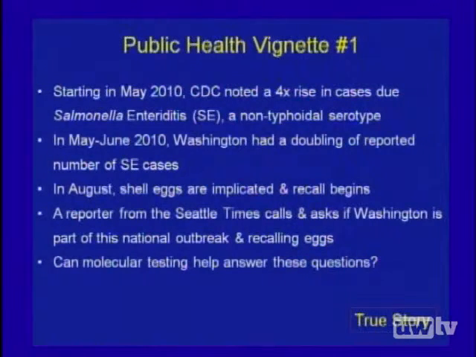I'm going to go through a few public health vignettes over the next 5 minutes just to show you how these things are useful to us. Starting in May of 2010, CDC noticed a 4-fold rise in cases due to Salmonella enteritidis, a non-typhoidal serotype of Salmonella. In May or June of 2010, Washington State also had a doubling of reported cases of Salmonella enteritidis.